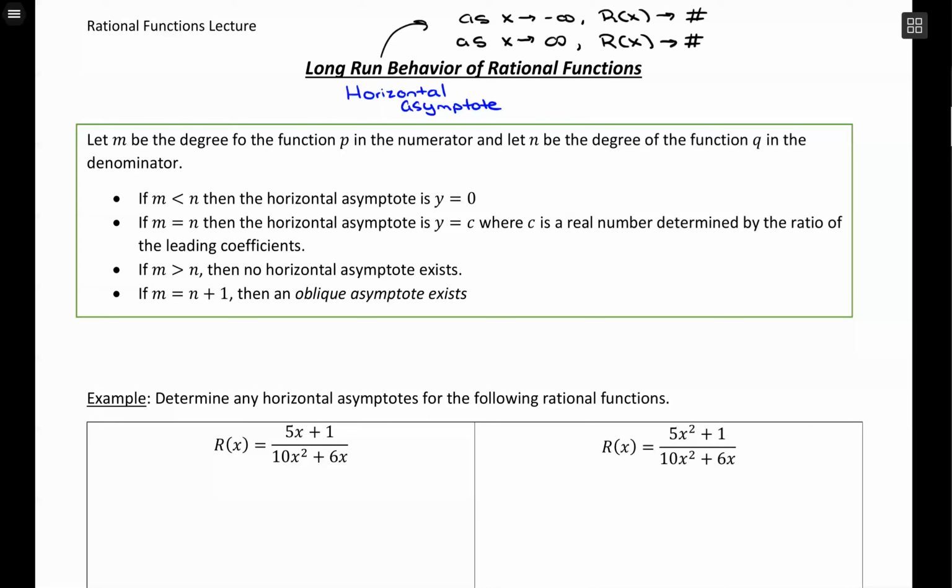So like I said in that last video when we dealt with polynomials, it was going off to positive infinity or negative infinity. When we have a horizontal asymptote, that should be a value that our function's approaching in the long run of our graph.